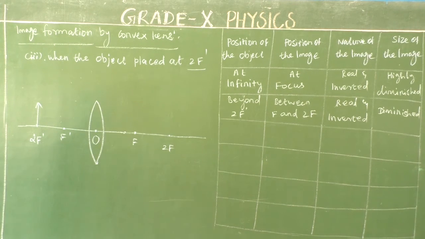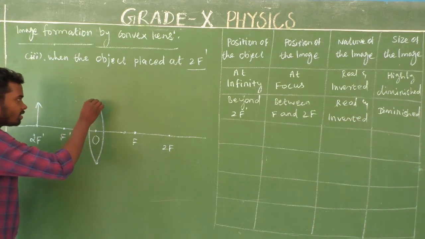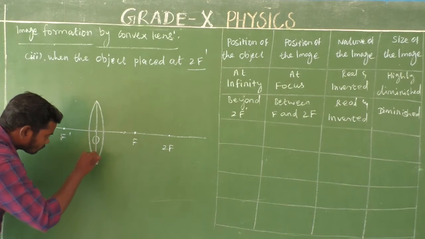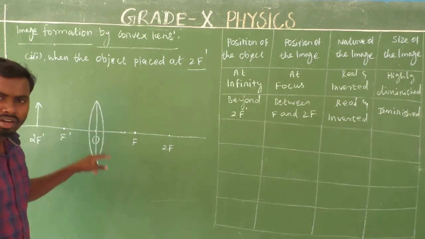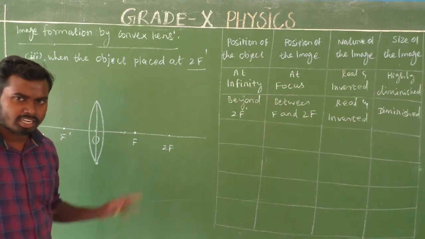That object is placed at twice its focal length, which means at 2F'. Is it clear? Consider the center line of a convex lens. This is the center line of a convex lens. That is for our convenience, that's why I have drawn it like that.